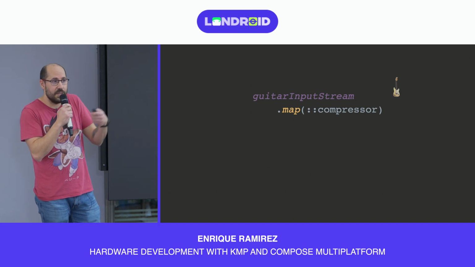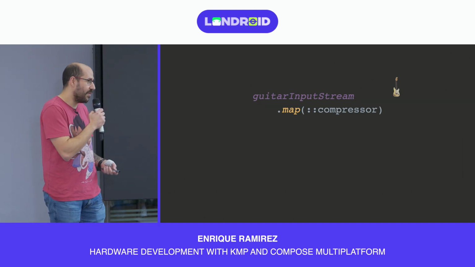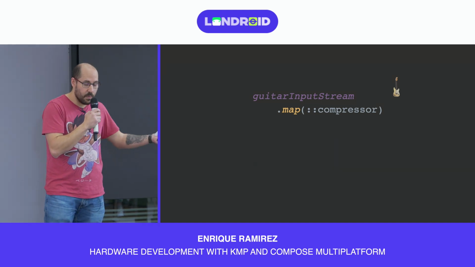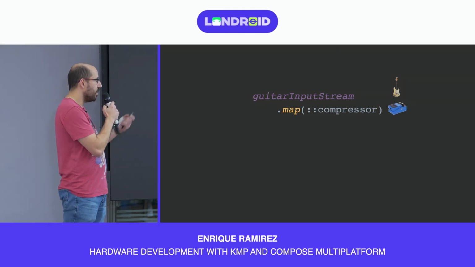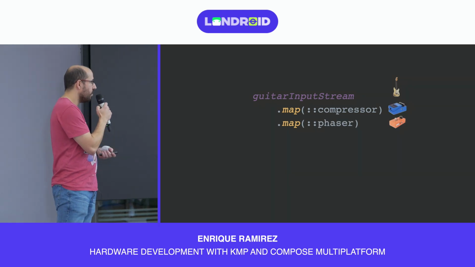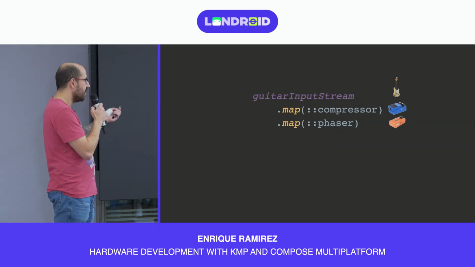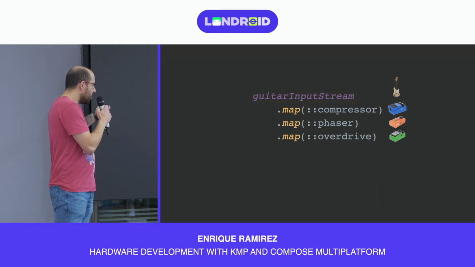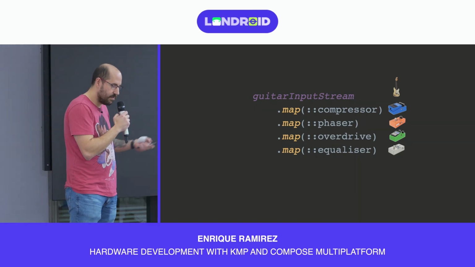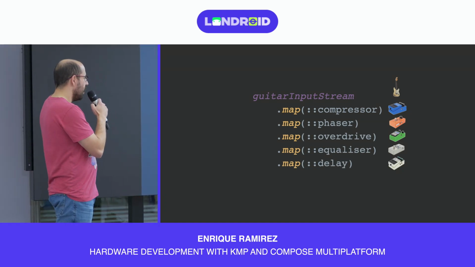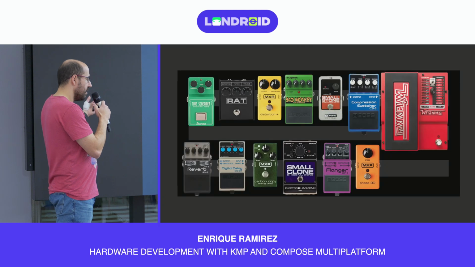A pedal would be just the function that you have in one of the mappers. So for instance, you could have a compressor, which is just one type of effect, or a phaser, overdrives, equalizer. You could do many types and many combinations, and delays, which are like echo effects.